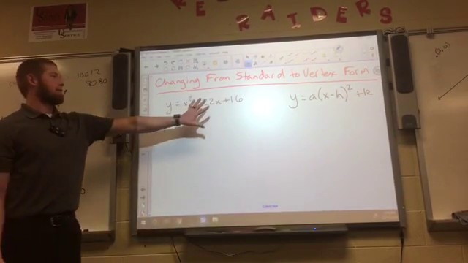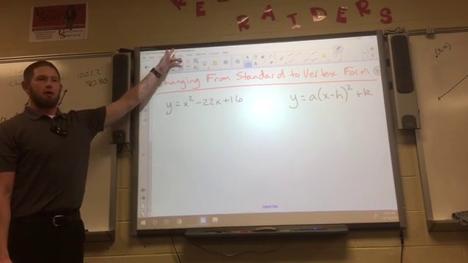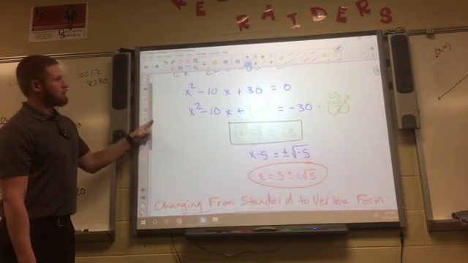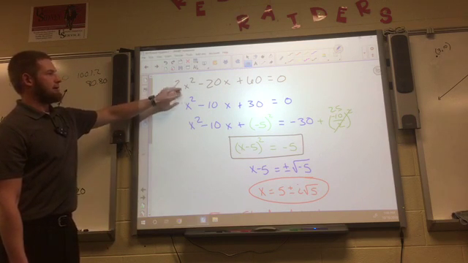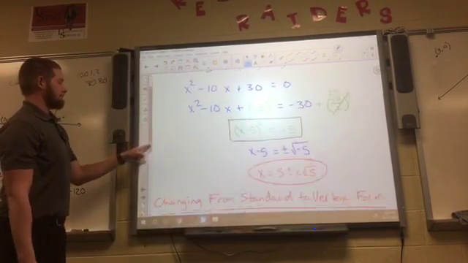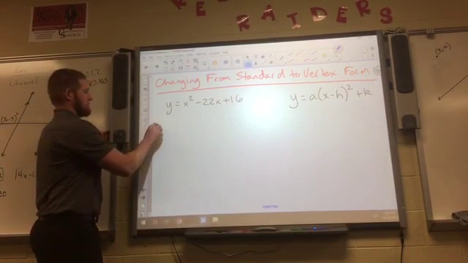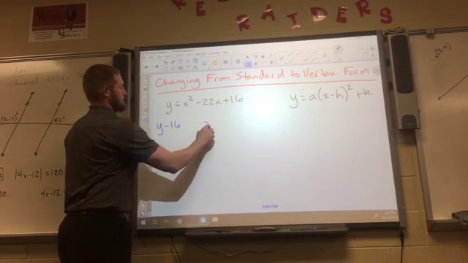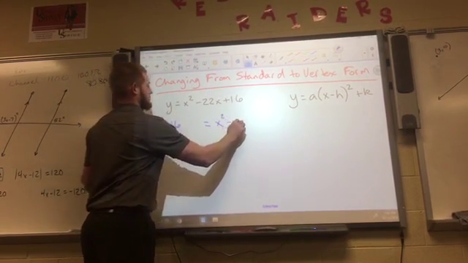Alright, so I have to take this problem and do what with it? I got to complete the square. Okay, the first step in completing the square, if your a was something else, we did that. But the next thing we did is we took this constant and moved it to the other side, right? We need to do that first. So let's take our 16 and move it to the other side. So now I have y minus 16. And I'm going to leave a space here, knowing that I'm going to have to add something else in here. And then I have x squared minus 22x.